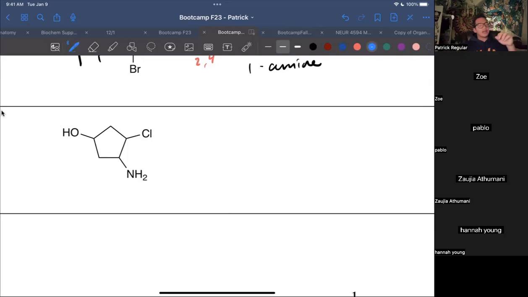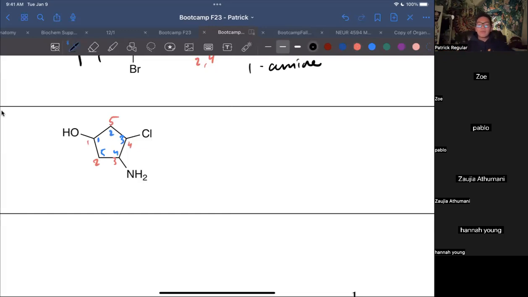Because oxygen, alcohol, and nitrogen in the amine group are both present. If they're both present, the alcohol takes priority. So this is automatically carbon number 1. You can go clockwise, 1, 2, 3, 4, 5, or counterclockwise, 1, 2, 3, 4, 5. Which numbering scheme do we want?